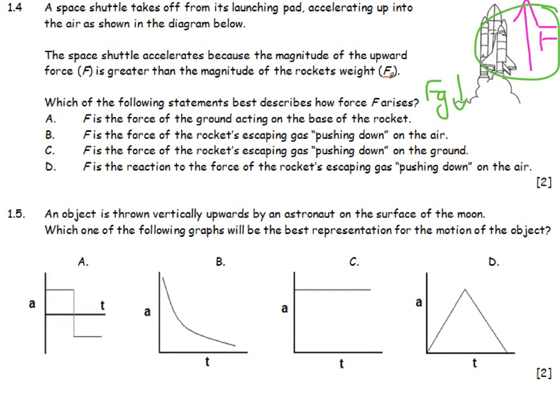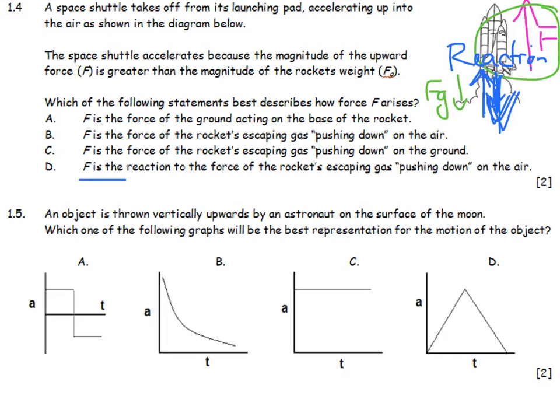And you need to remember that this is a reaction, an action-reaction pair. That is the reaction to these gases. So the gases come out the bottom of the rocket, and then the gases push back up onto the rocket. So the rocket pushes gases down onto the ground, the atmosphere, whatever, and those gases push up onto the rocket.